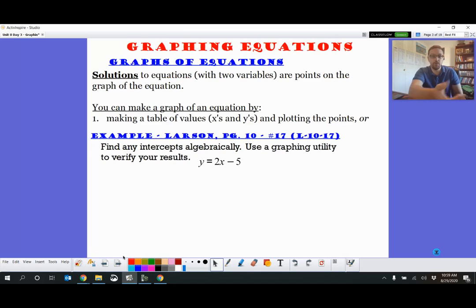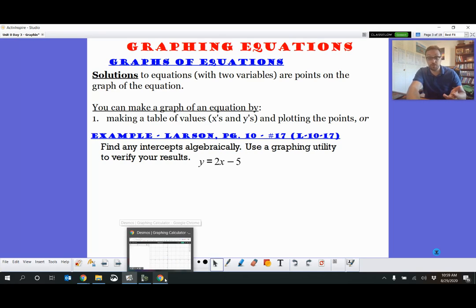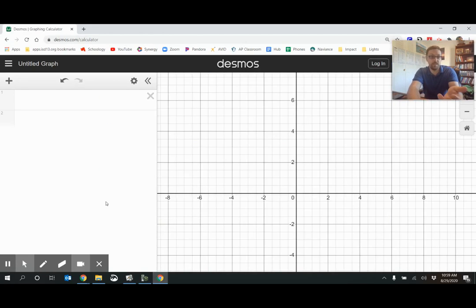So this first one, we need to find any intercepts algebraically and then use a graphing utility to verify. So graphing utility includes Desmos. So I'm going to show you how to do this on Desmos. It's real easy. You pull up desmos.com/calculator. You can even log in if you want so that you can pull up your old graphs.